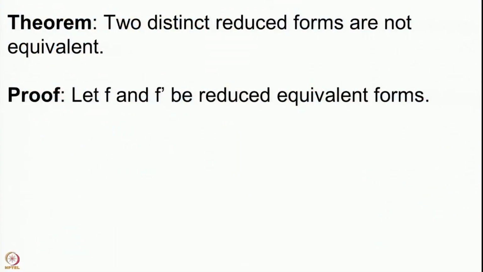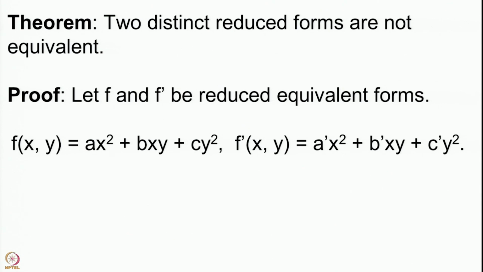So, suppose we have two reduced equivalent forms, we call them f and f prime. Let us say that f of x comma y has these coefficients a, b and c, and let us also assume that f prime is given by a prime, b prime and c prime.